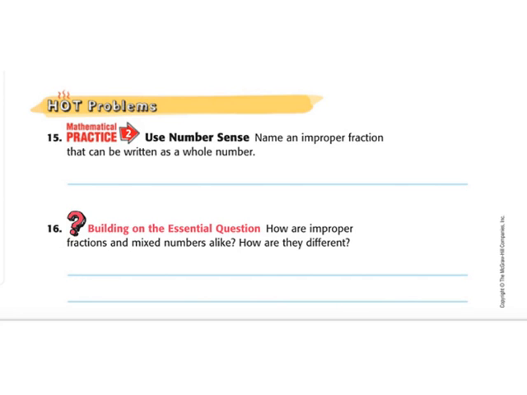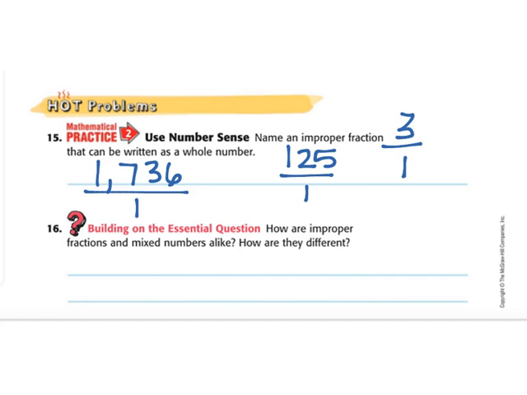Name an improper fraction that can be written as a whole number. That's what we just talked about. Any number over itself could be a whole number. So I could write 125/1. I could write 1,736/1. But keep in mind, you've got 1 unit in each model. And then I have 3 colored in. So how many wholes do I have? I have 3 wholes. Here, I'd have 125 with 1 unit, 1,736 with 1 unit.